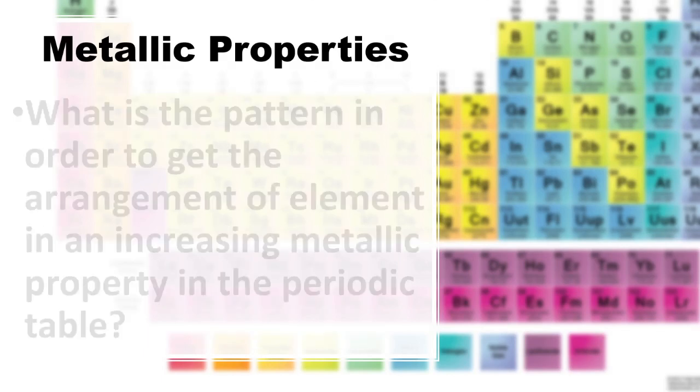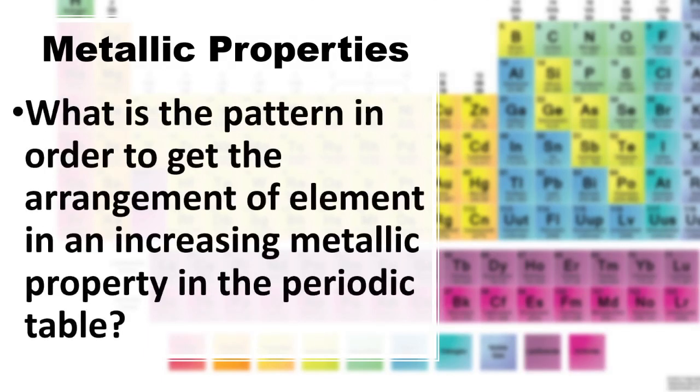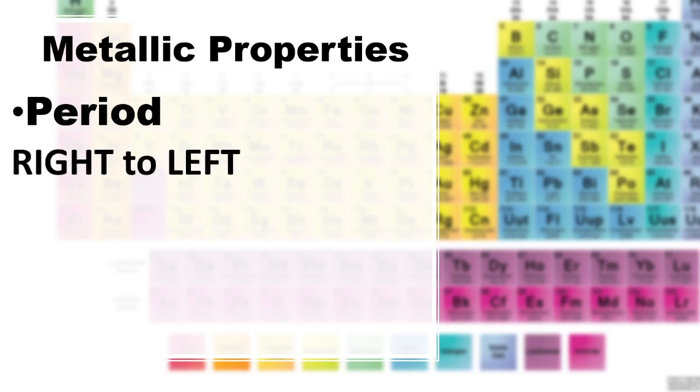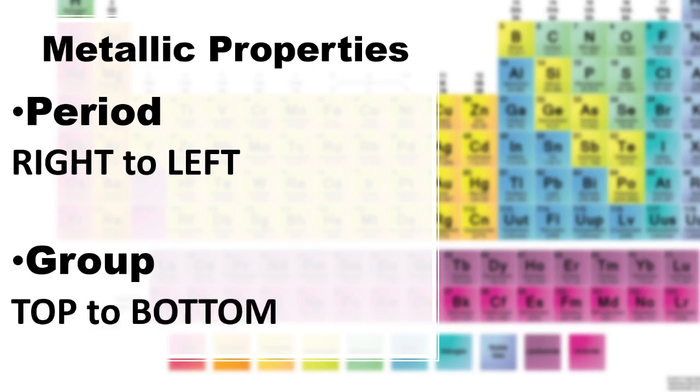Now the question is, what is the pattern in order to get the arrangement of elements in an increasing metallic property in the periodic table? Now the pattern is this. For period, what you're going to do is to arrange the elements in an increasing metallic property from right to left. For groups or family, top to bottom.